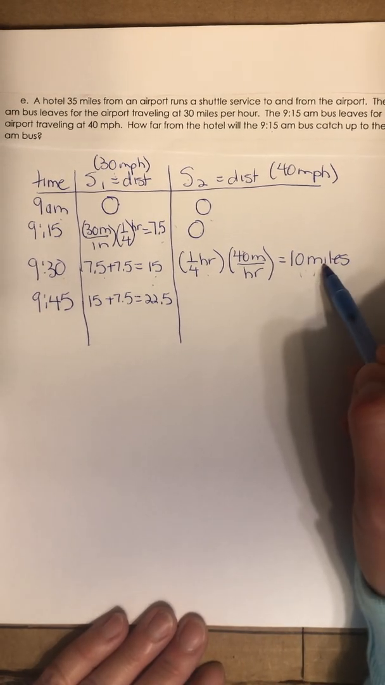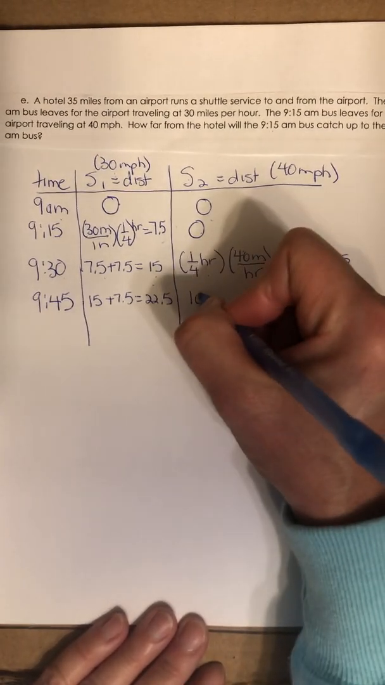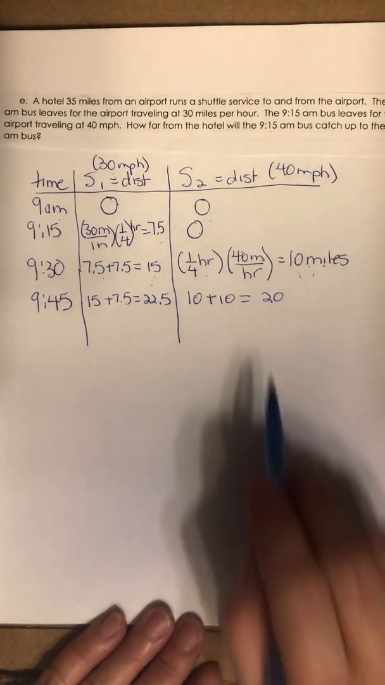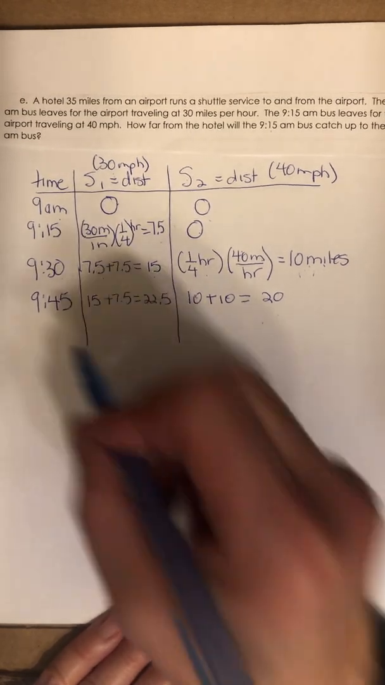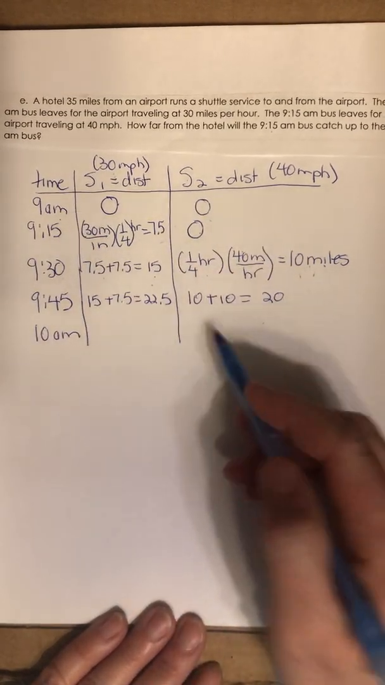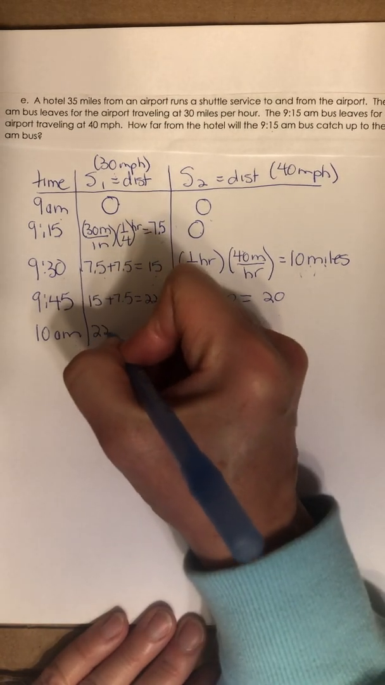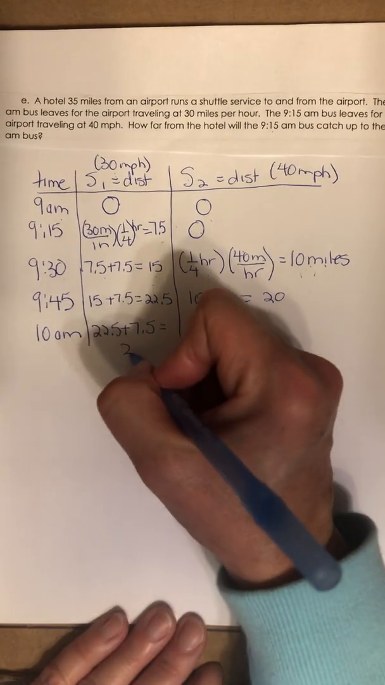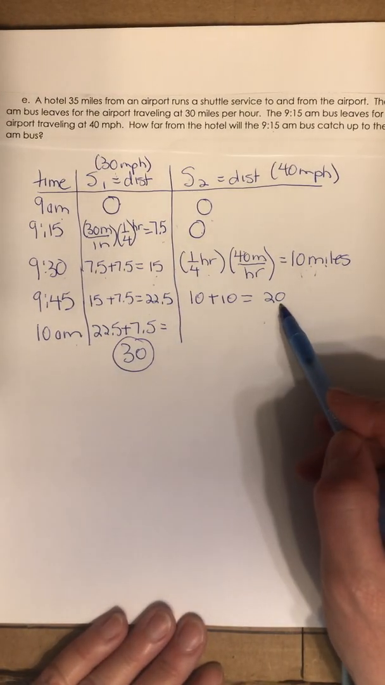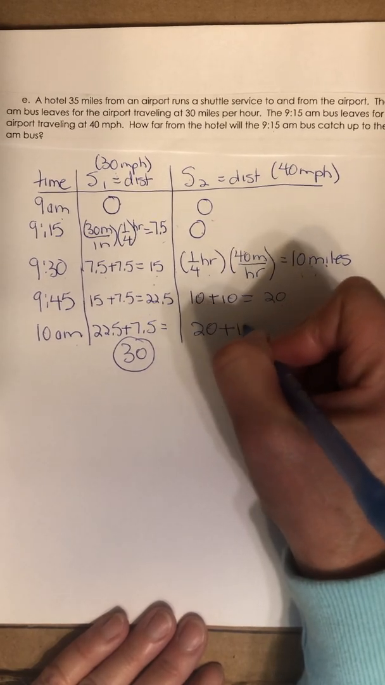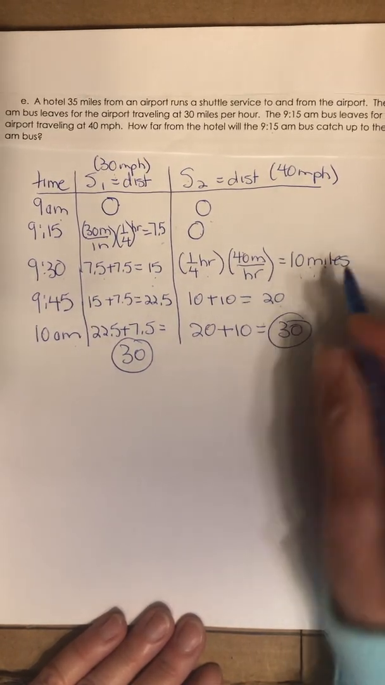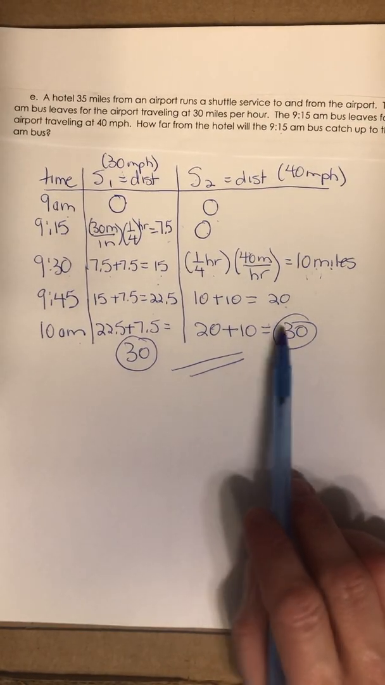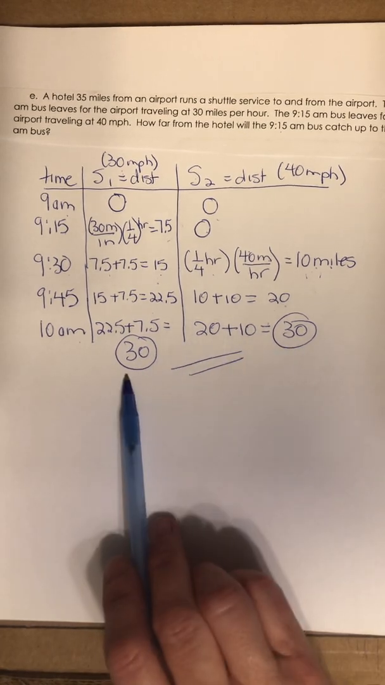The second shuttle gains 10 miles every 15 minutes, so it is getting closer. It's at 20 miles from the hotel. Notice they're getting closer. Let's go to 10 a.m. Right, 15 more minutes. The first shuttle has gone 7.5 more miles, and that is a total of 30 miles it's gone. The second shuttle was at 20 and added another 10 miles, so it's at 30 miles from the hotel. So notice the second shuttle caught up to the first shuttle 30 miles from the hotel.